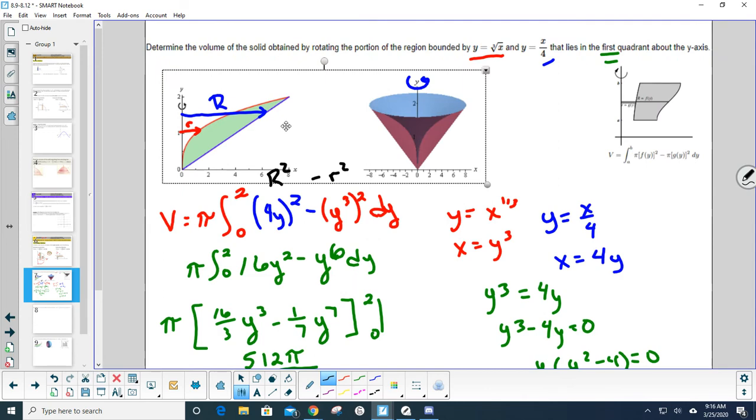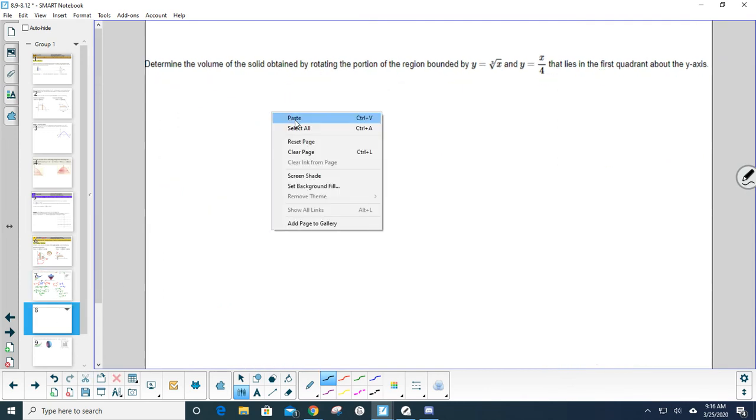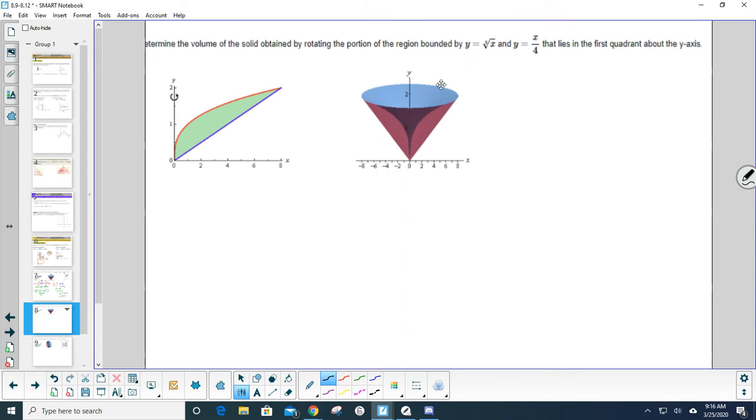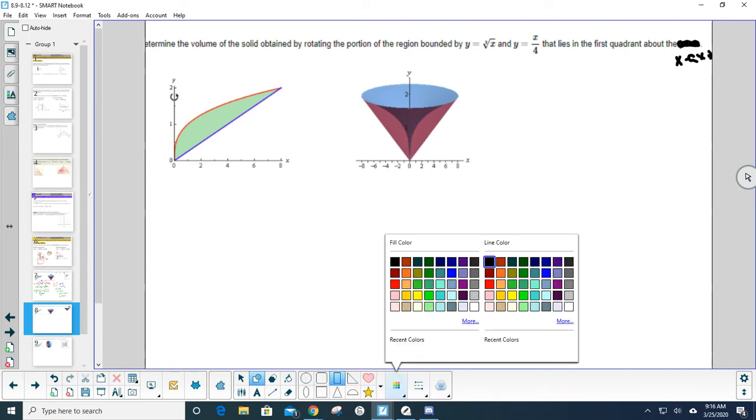Why didn't I copy for me? Copy, paste. Okay, so what I'm going to do right now is I'm going to come over here. I'm going to cross this out, and I'm going to say about the x-axis. And when I do that, it's going to change. I'm going to get rid of this picture because that's it going about the y-axis, and ours is going to be different now. So let me cover that up.